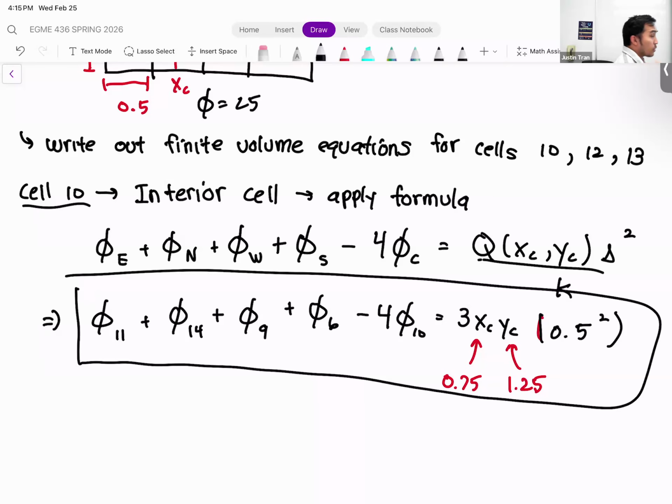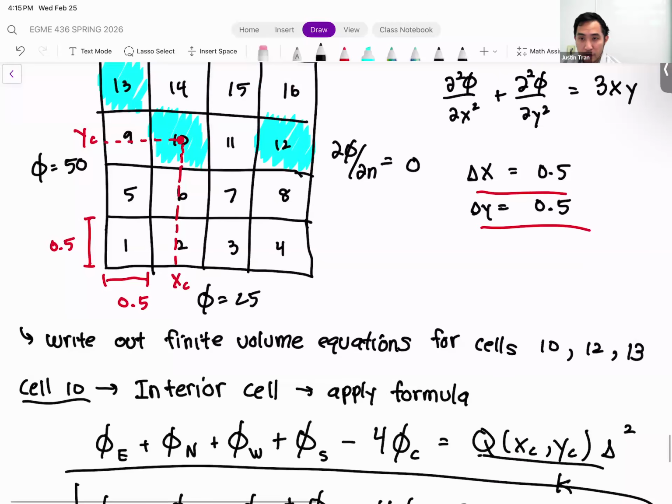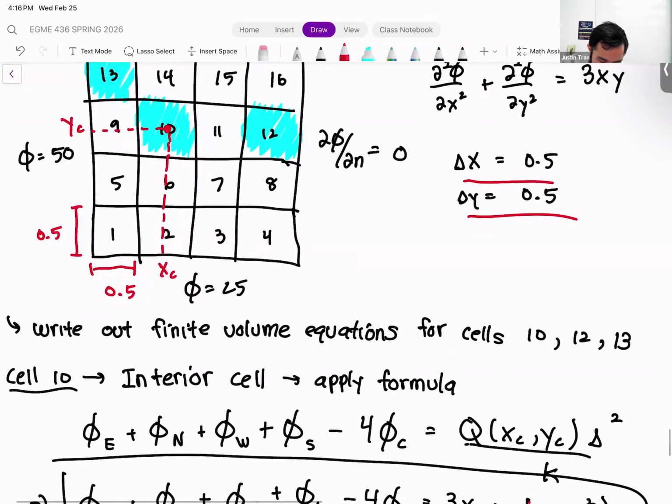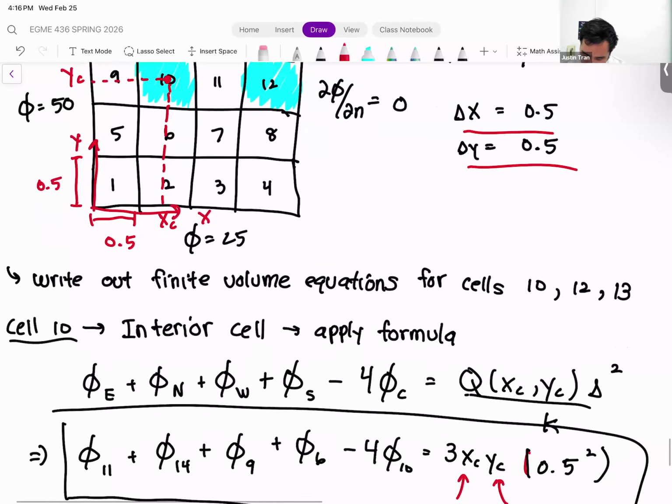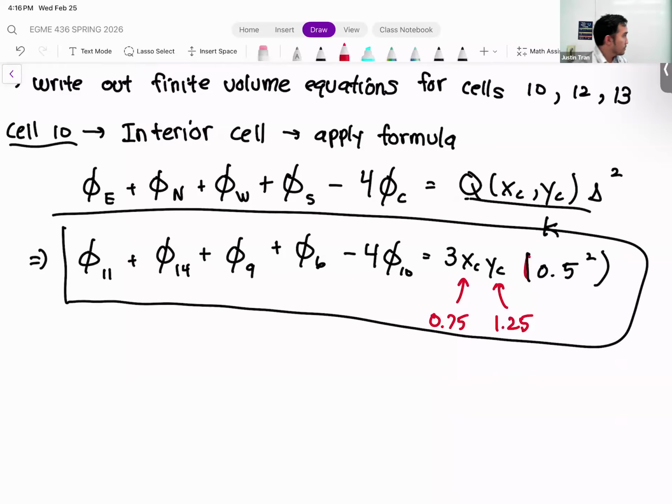Any questions on how we got that equation there? Yes. Can you repeat how you got that 0.75 and 1.25? Sure. xc and yc are basically the physical coordinates of the center of cell 10. If we imagine this is a coordinate axis, this is the x-axis, y-axis, and we just know the grid spacing, so we find the coordinates of that. Thank you. Any other questions on this part here?